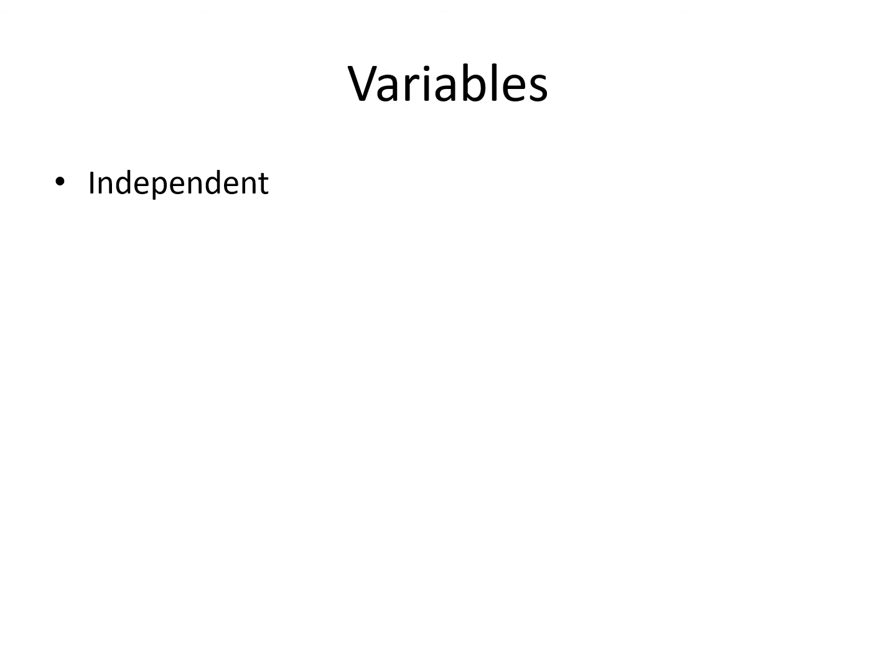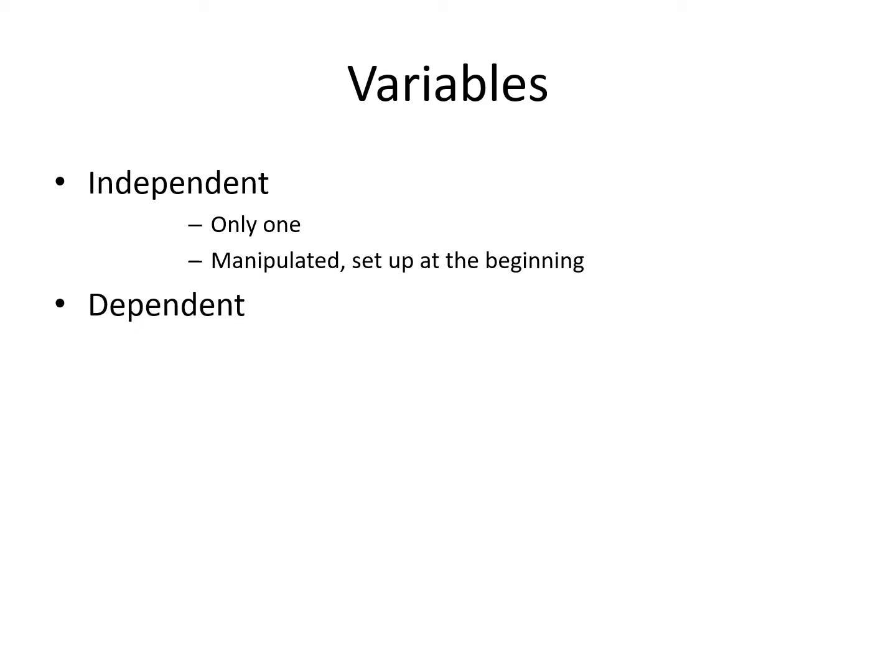In a well-designed experiment, there will be only one independent variable, and that is the variable that you are manipulating, that you are setting up at the beginning of the experiment. The second type of variable are the dependent variables. And the dependent variables, there can be more than one. That's possible to have more than one. But the dependent variables, these are the data that you are recording during the experiment.